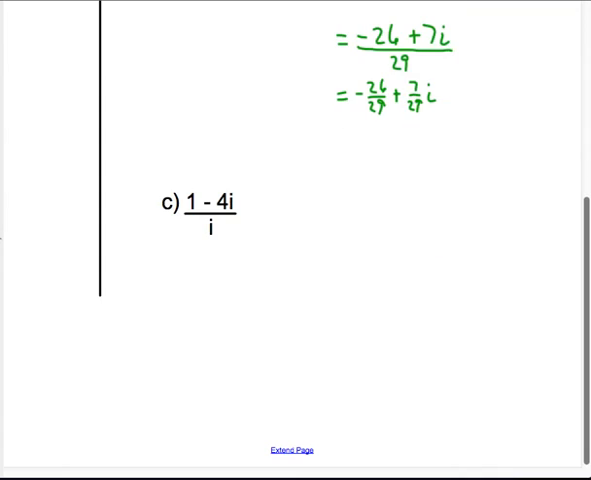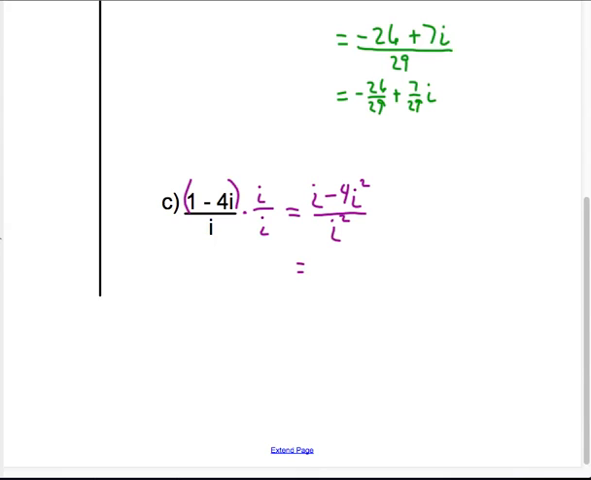And the last example here is just i in the denominator. So all we need to do is multiply by i. In the numerator, remember using your distributive property, 1 times i, and then the negative 4i times i would give me a negative 4i squared. And in the denominator, I have i squared.